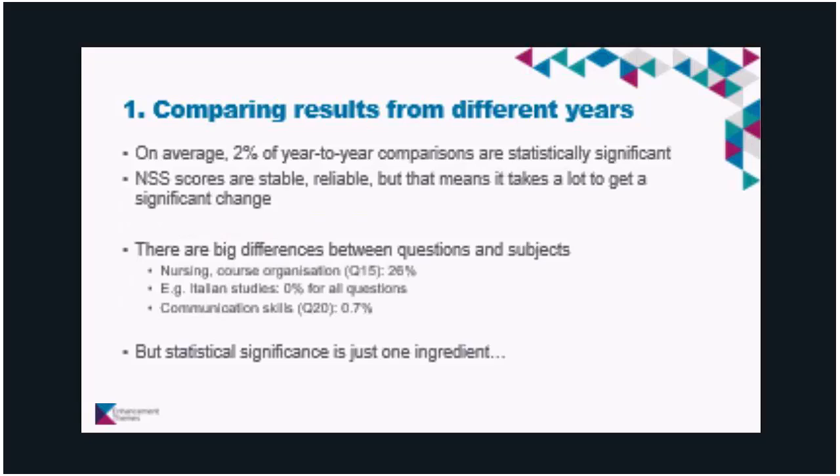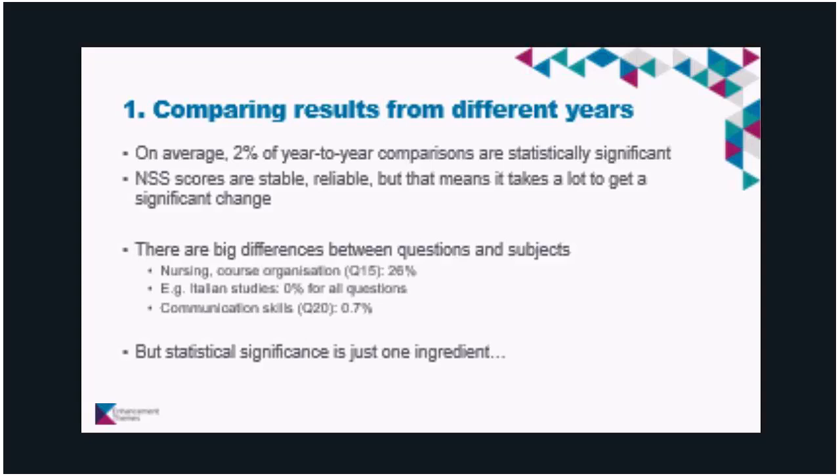And that is actually quite representative. So on average, across all universities, all subjects, all questions, when I looked at it between 2014 and 2016, hardly any, 2% of the year-to-year comparisons are statistically significant. So you don't get very many statistically significant changes year on year in the NSS.